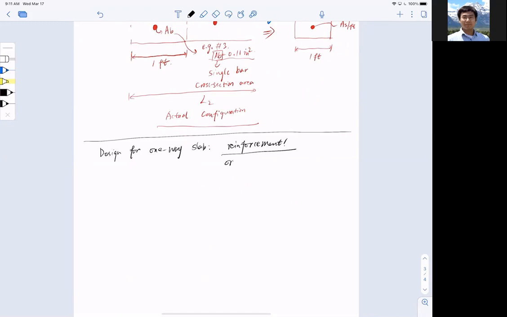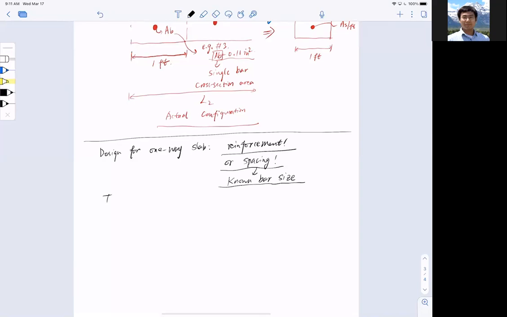Okay, one-way slab is designed for reinforcement, or more specifically for spacing. In this case, we call it known bar size. That is, you are given the bar and you know the size, and you just have to provide the spacing for it. So how do we design for it?